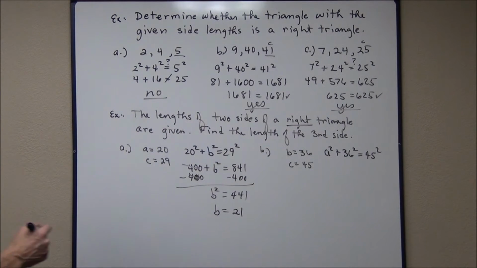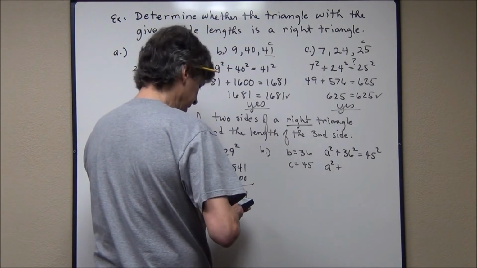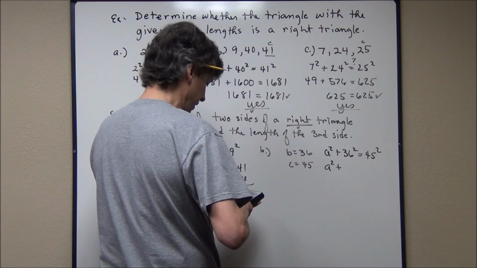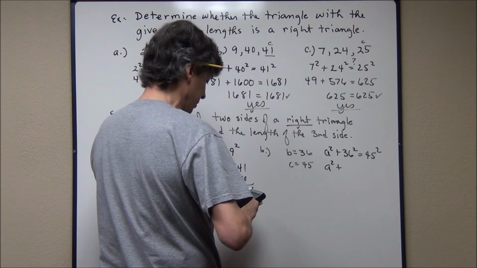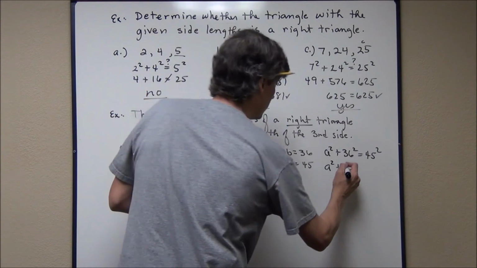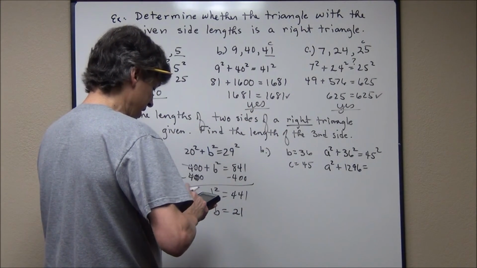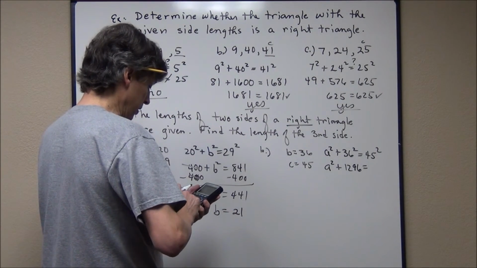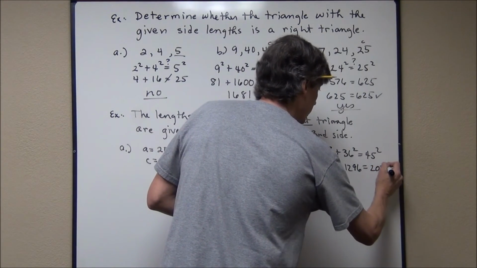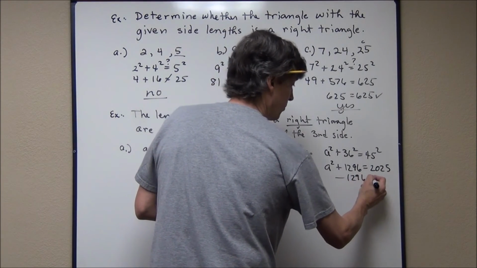Over here, the numbers are getting bigger. I have a squared plus, now 36 times 36 I think is 1,000 and some change. Let's see, 1,096. Nope, I pushed the wrong button here. Let me try that again. 36 squared is 1,296. 45 times 45. That's a pretty good size one. That's 2025. Now I subtract 1,296 from both sides.